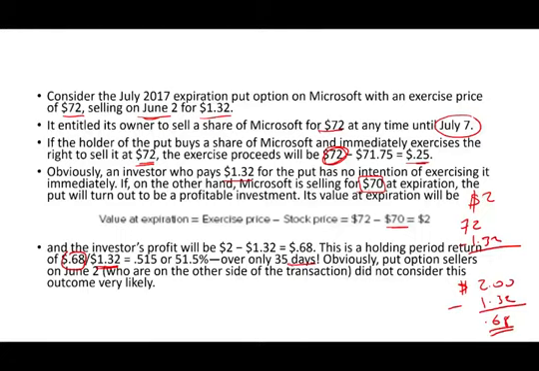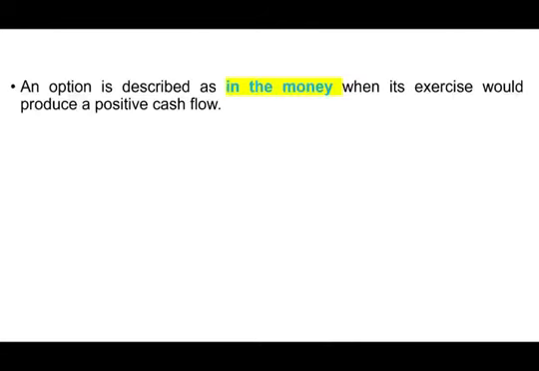Now obviously the other party is not thinking that's what's going to happen. Again, when you have a put option, you think the price will go down. So let's talk about an option.